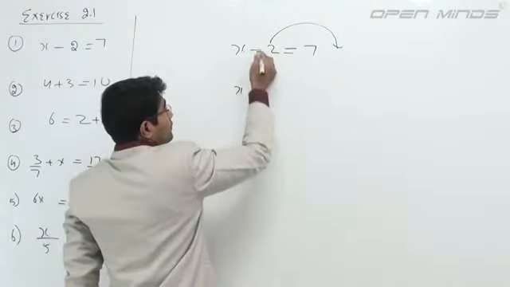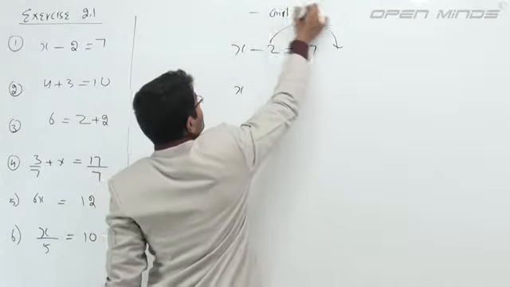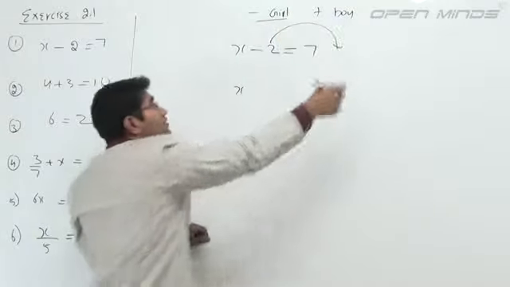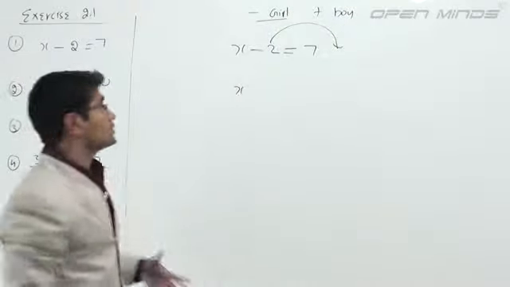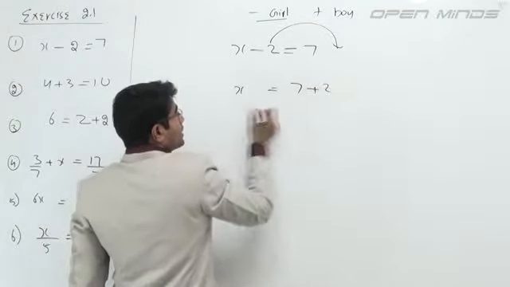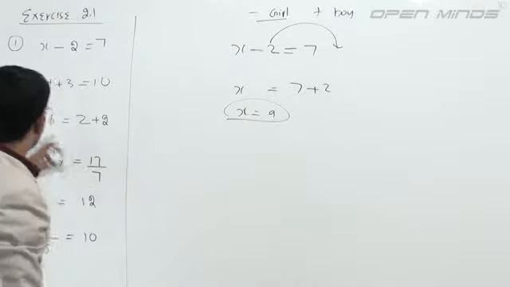Plus 2. In fact, let's say minus is a girl and plus is a boy. And the rule is when the girl goes on the other side, it becomes a boy, and when the boy goes, it becomes a girl. So it goes like that. So 2 going there becomes plus 2, and x is equal to 9. And that's all about it. Very simple, right? So let's go with the next one.